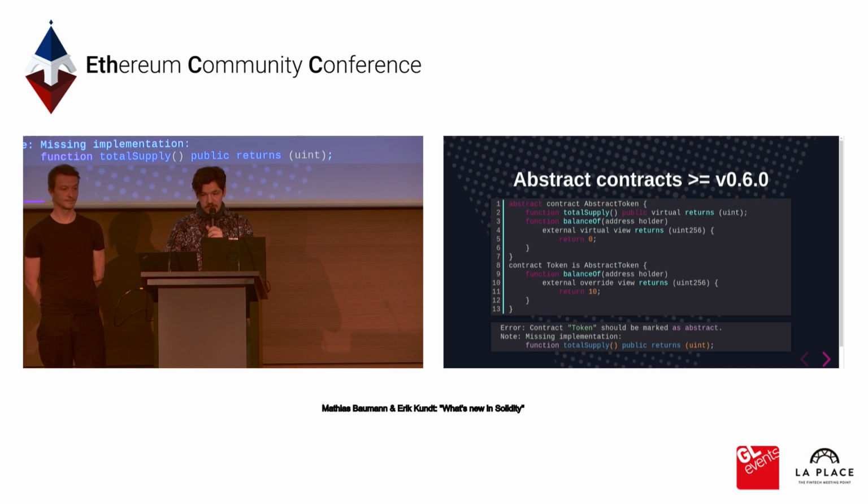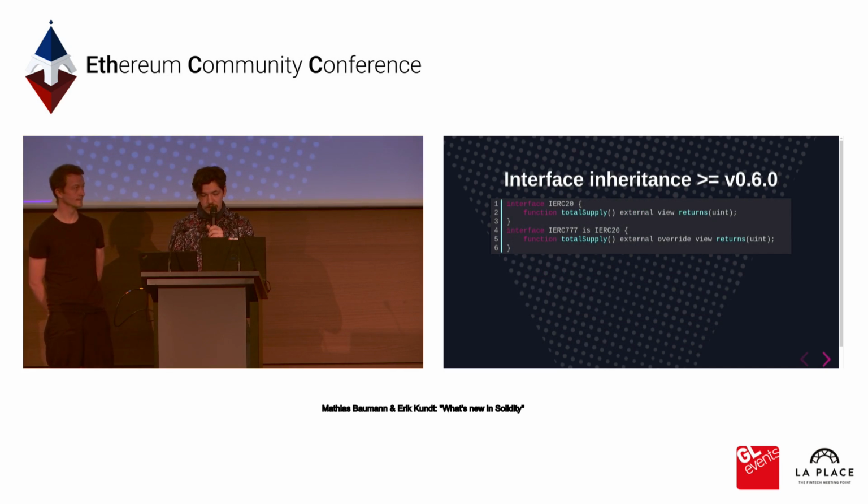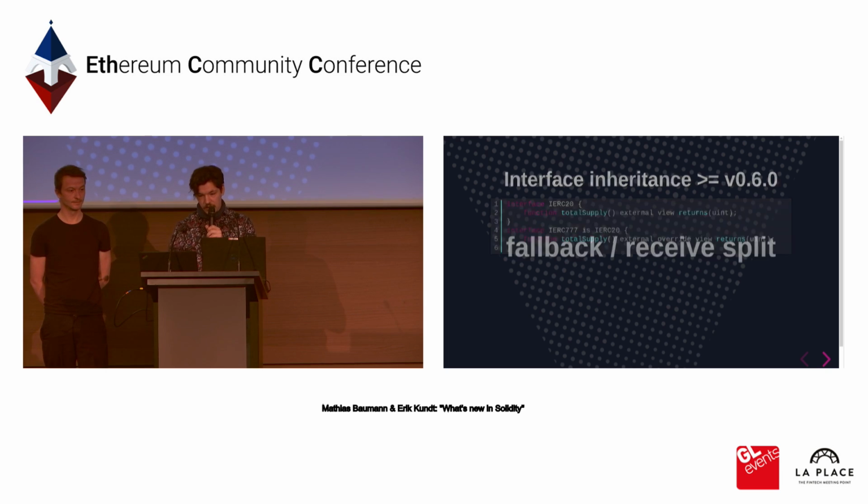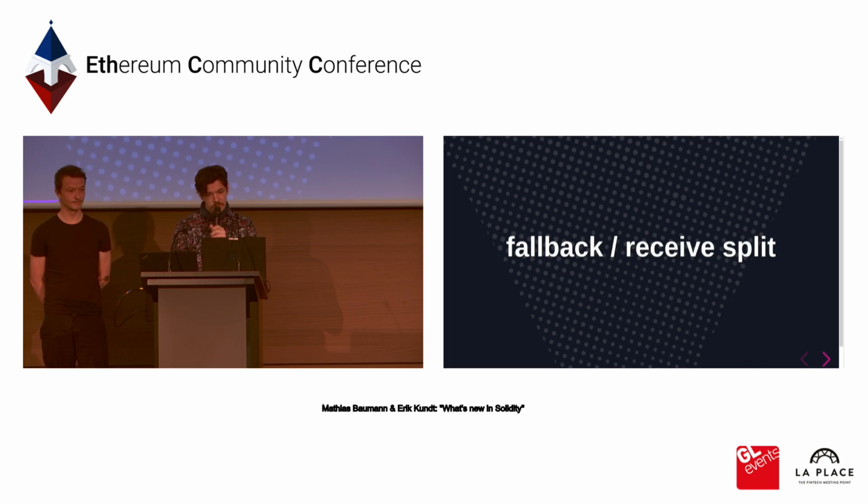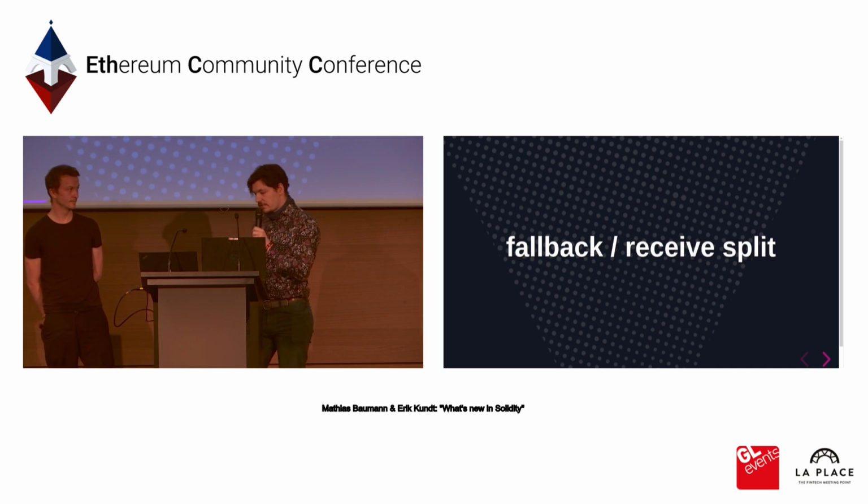Regarding interface inheritance, a small but really neat detail changed. Interfaces can now inherit from other interfaces. So in this example, the ERC777 is also implementing ERC20, and this can very easily be specified this way. Now we're leaving the inheritance topic and look at fallback and how we split it into fallback and receive.